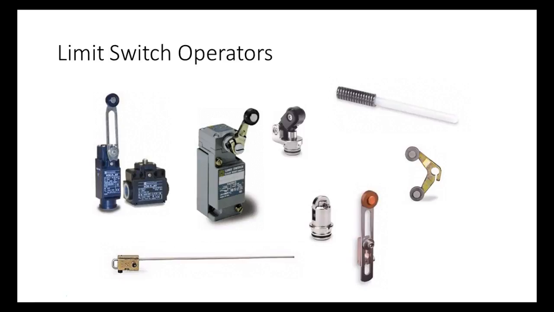These are limit switches. One vertical run is on our line. We have plunger limit switches, we have rotary limit switches. Some of them actuate in both directions, some of them only actuate in one direction.